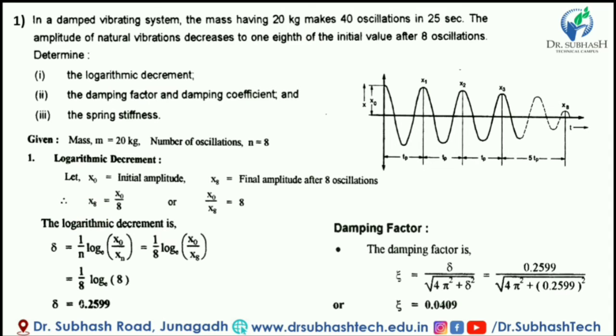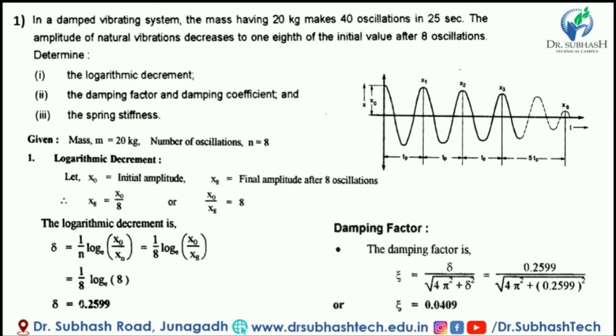Okay, now here the ratio is x0 upon x8. It's developed by this relation: x0 upon x8 is equal to 8. So put the value of this relation, 8, and now we have the value of all elements, and we find out the value of delta, the logarithmic decrement, 0.2599. After 8 cycles, the decrement of amplitude from initial to 8th is 0.2599.